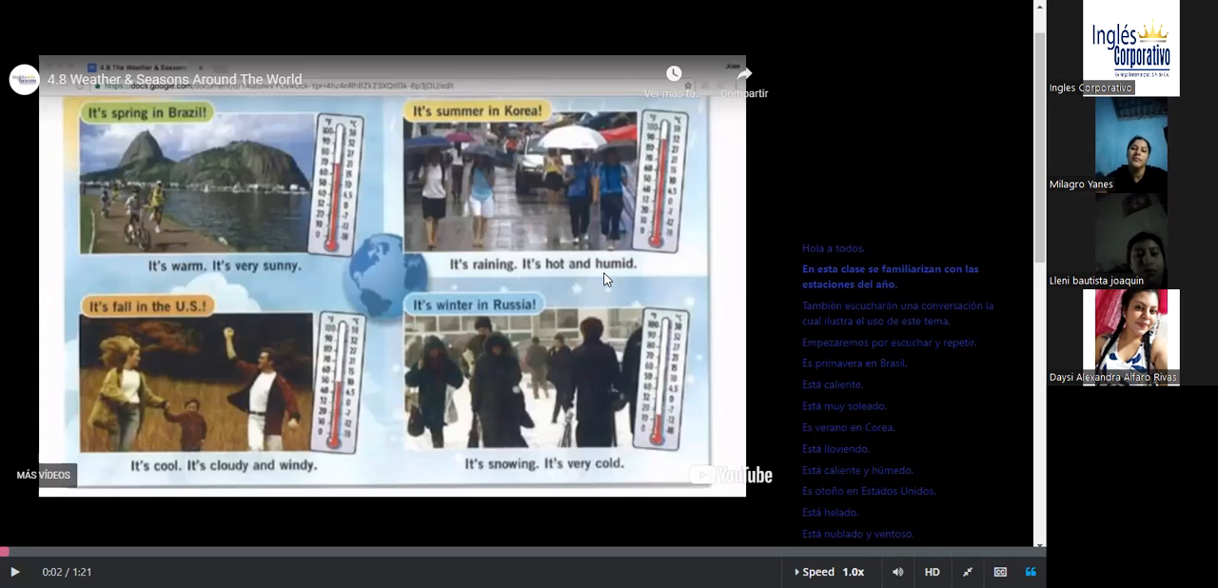It's spring in Brazil. It's warm. It's very sunny. It is summer in Korea. It's raining. It's hot and humid. It's fall in the United States. It's cool. It's cloudy and windy. It's winter in Russia. It's snowing. It's very cold.